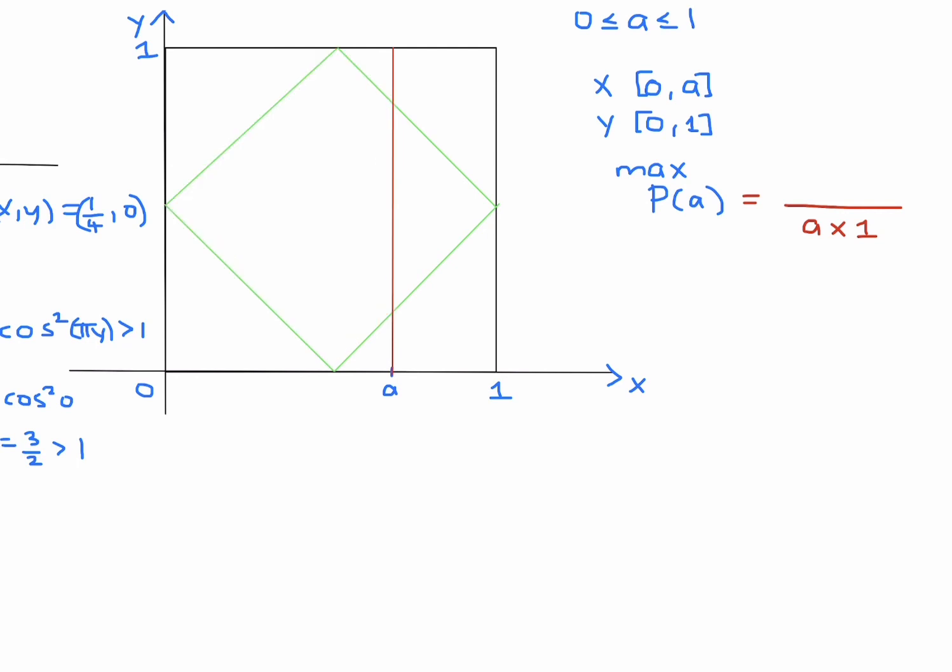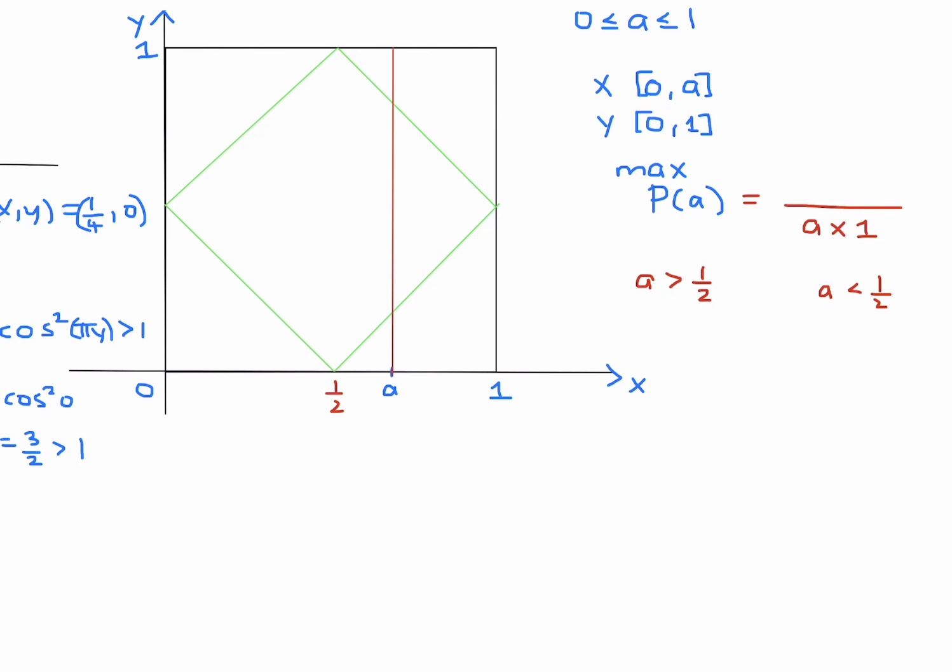Now, there's two scenarios. The first scenario is the way I drew it right now, that A is greater than a half. So if this is a half, it's on that right side of the half. The other scenario is if A is less than or equal to a half. And that's, of course, when A would be here, let's say. So I've got to figure out the probability for both and compare them and then proceed with the maximum.